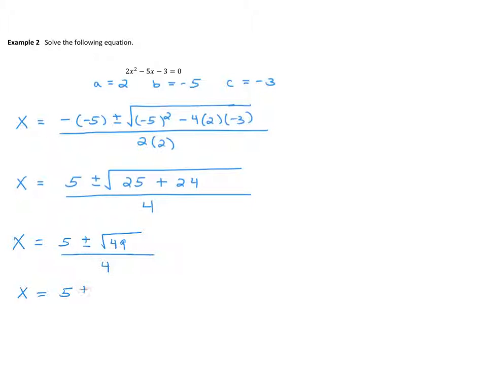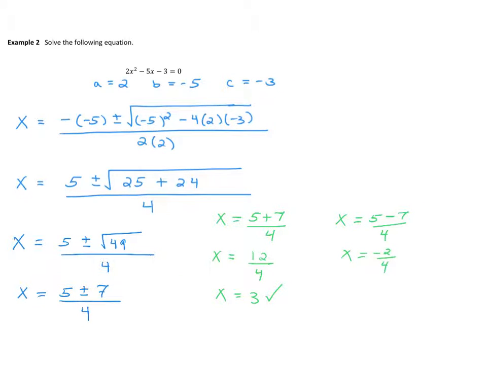And this has a perfect square root. I have two solutions. X is equal to 5 plus 7 over 4, and x is also equal to 5 minus 7 over 4. The one on the left is 12 over 4, which means the value is 3. Here we have 5 minus 7, which is negative 2 over 4. This one actually stays as a fraction. It's negative 1/2. Those are the two solutions to this equation by using the quadratic formula.